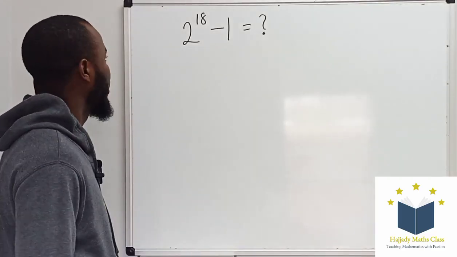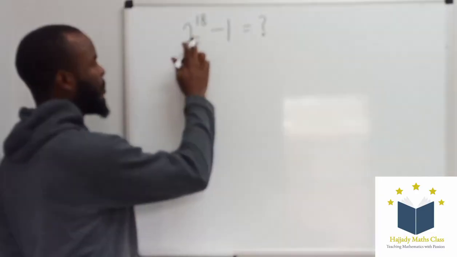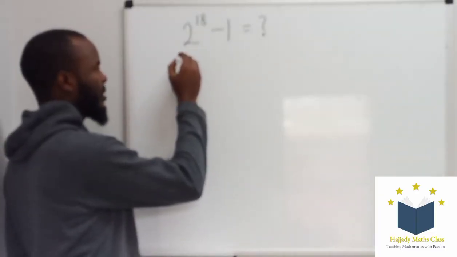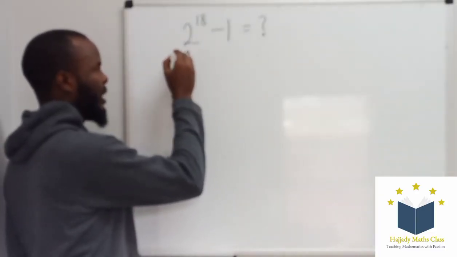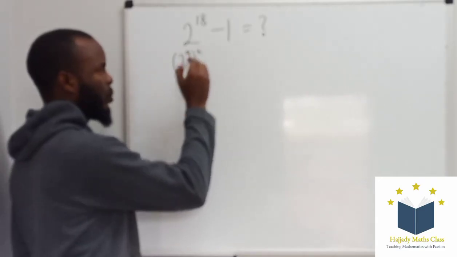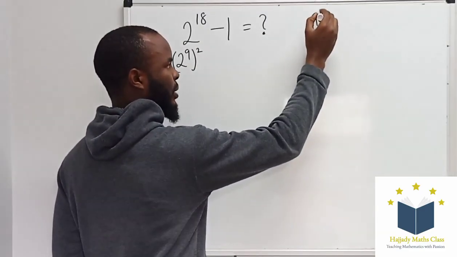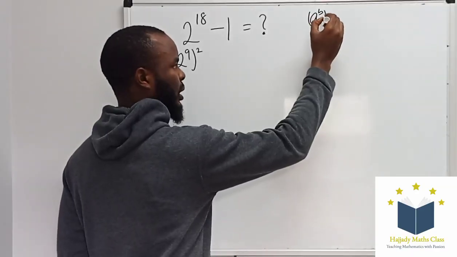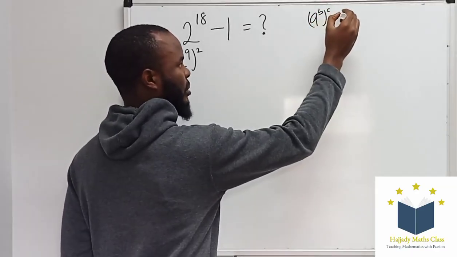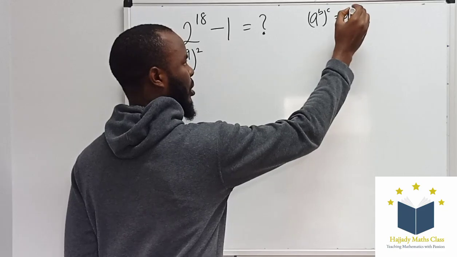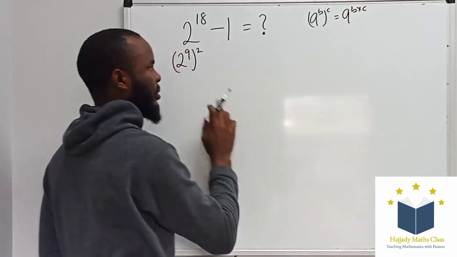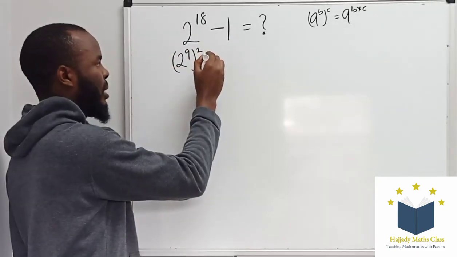Very easy. Now rewriting 2 to the power of 18 is the same thing as saying 2 to the power of 9, squared. Don't forget the rule of indices that says a to the power of b c is the same thing as a to the power of b multiplied by c. So that's what I use there, minus 1.